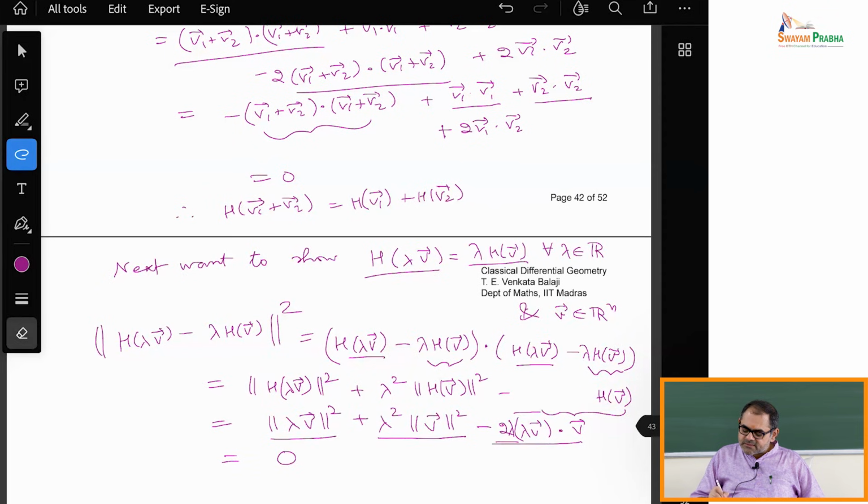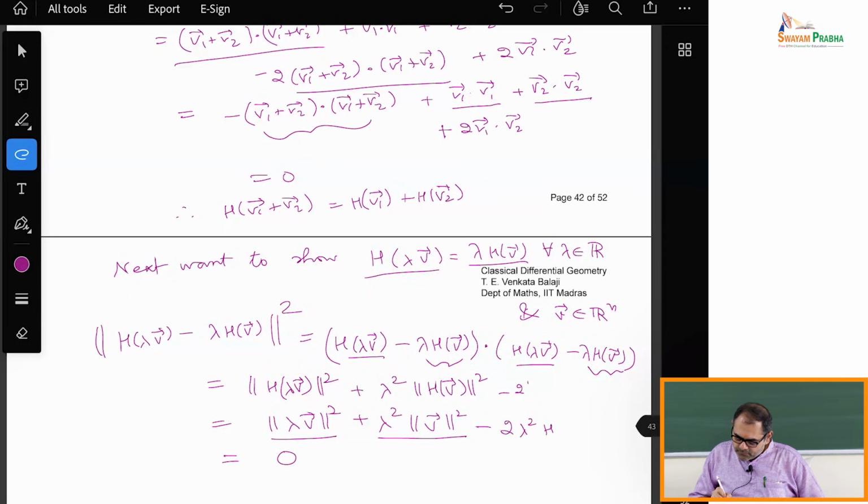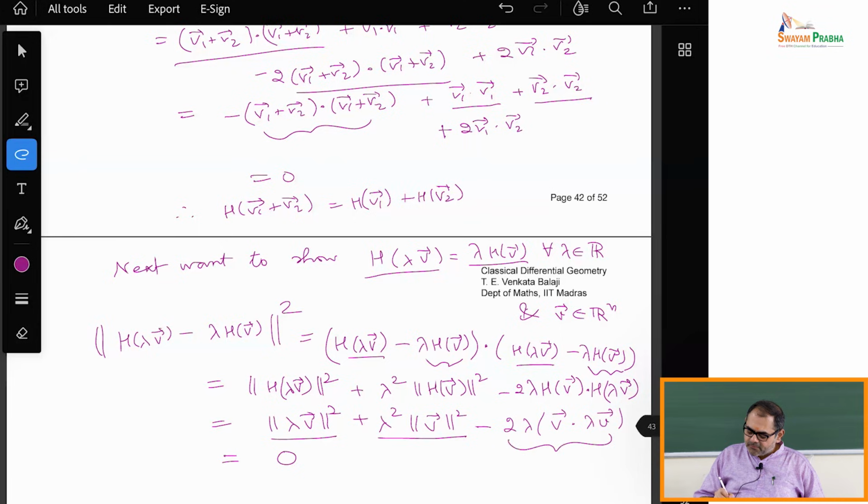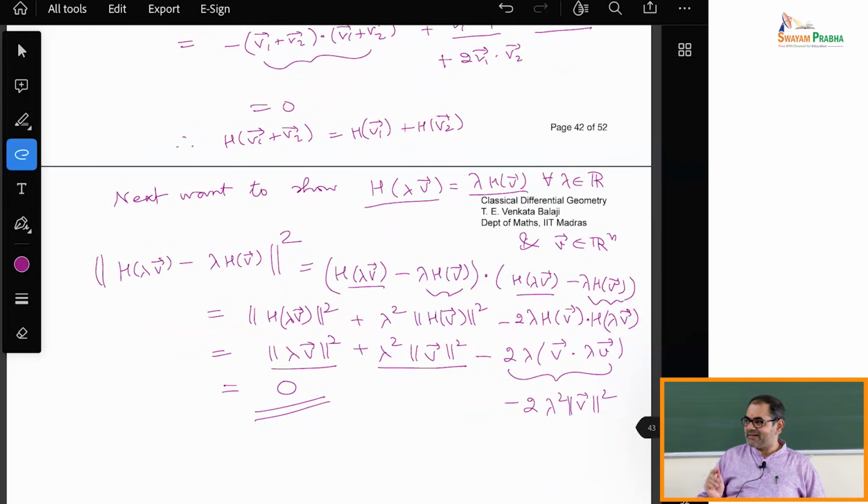So let me rewrite this. Please be careful. So I will write it as minus 2 lambda H of V dot H of lambda V, and here it will be minus 2 lambda squared. So let me write one more step. It's going to be minus 2 lambda V dot lambda V, and this term is going to be minus 2 lambda squared norm V squared. So it's going to be 0. Okay. So therefore, the moral of the story is H is a linear map.